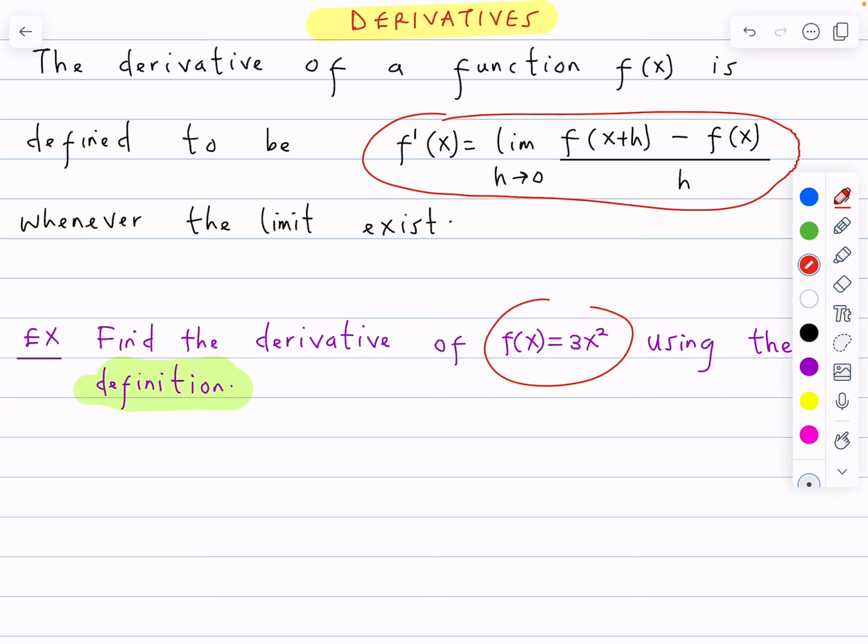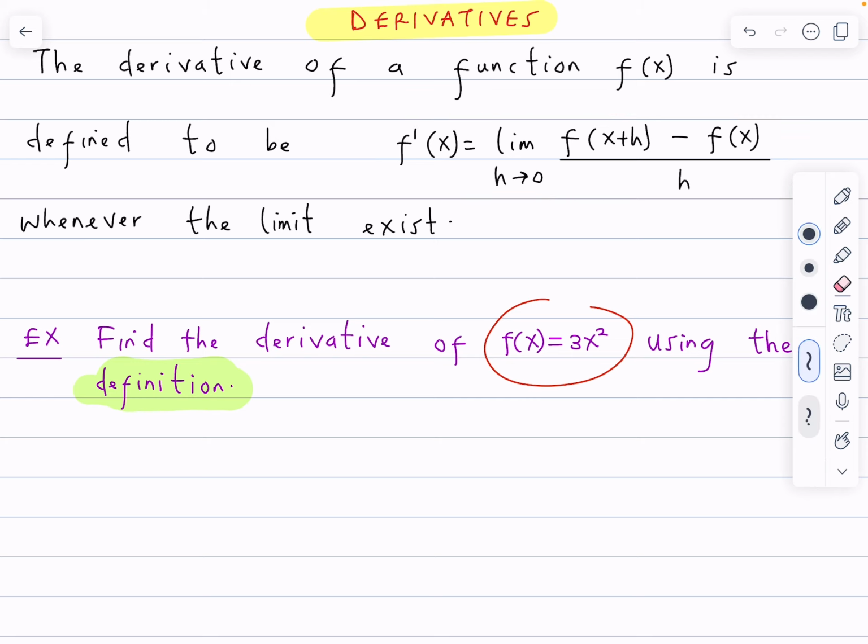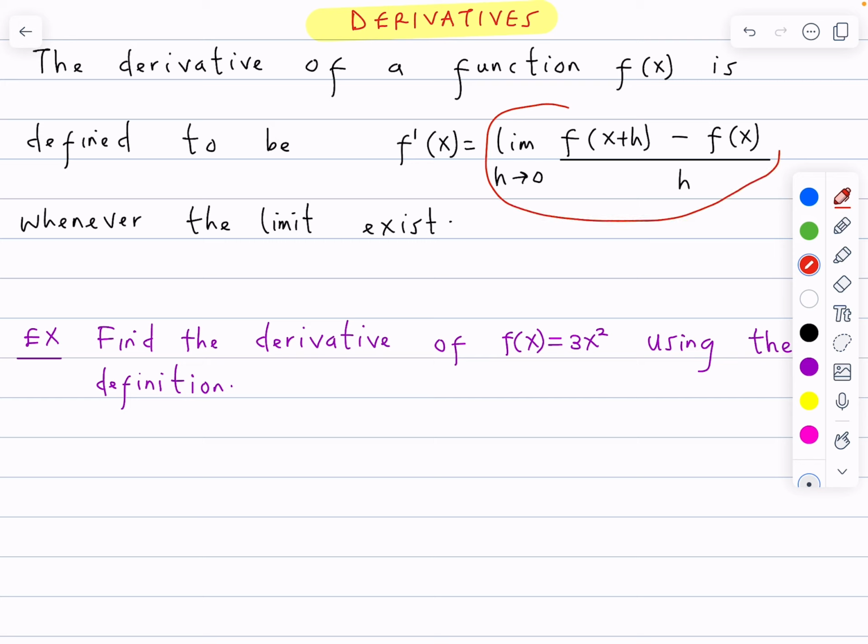So if I want to find the derivative of a function using the definition, basically what I need to do is compute this part here. That's what I need to compute. Now the question is, what does that part mean?